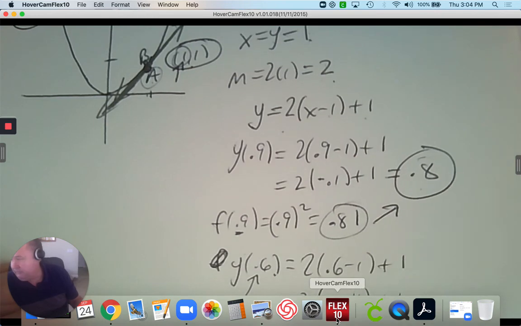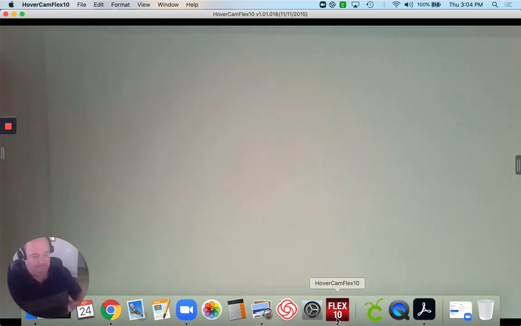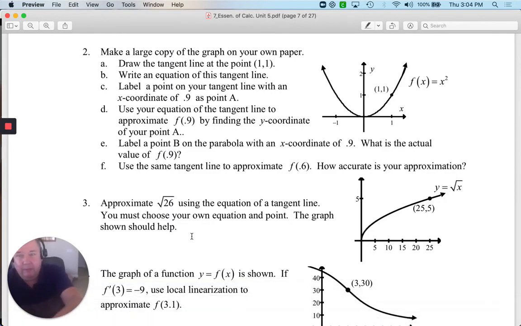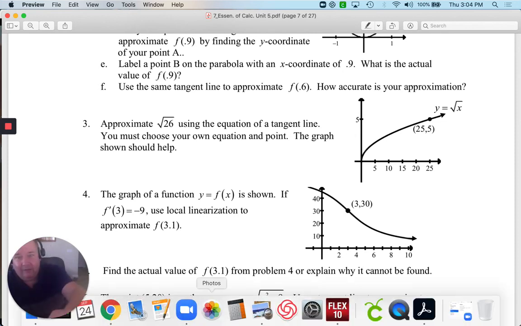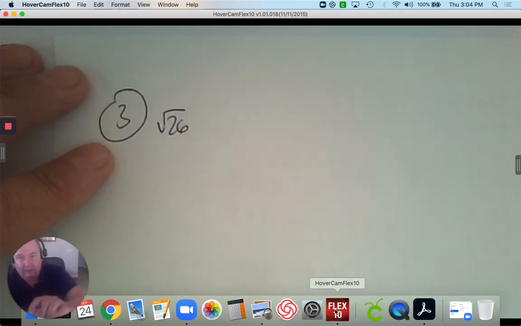All right, number 3. In number 3, approximate the square root of 26 using the equation of a tangent line. You must choose your own equation and point, and the graph should help. So if I want to estimate root 26 using a tangent line, let's go through those steps.